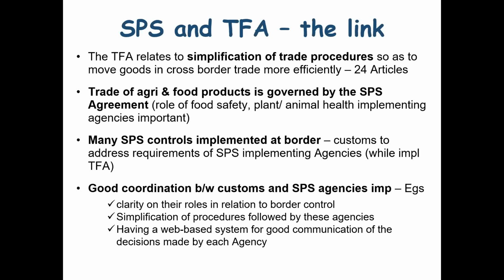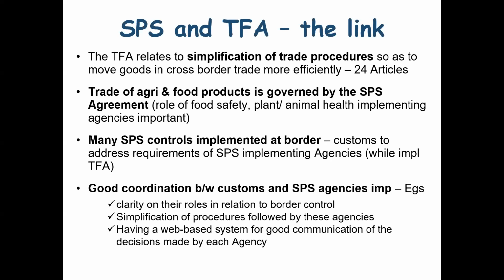Now, agriculture and food products and animal health and animal and plant products, they are governed by the SPS agreement. So you have a role of different implementing agencies who look after food safety, plant, animal health, for example, the Agriculture Ministry, the Animal Husbandry, and the Food Safety. So these ministries or these departments would be looking at the border points before they allow the product to enter into their country. So that is where the customs and these border SPS implementing agencies would be interacting.